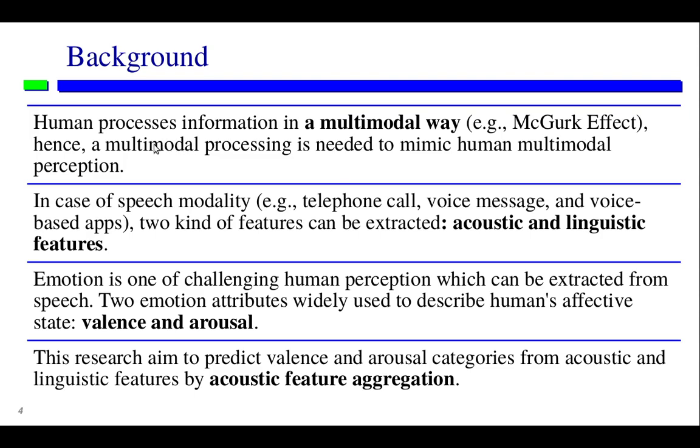The motivation is, first, humans process information in a multimodal way. For example, in the McGurk effect, the difference between visual and sound will affect the result. If the sound is ga, but the visual of the lips is da, we listen to ba instead of ga. In my opinion, acoustic and textual information is also the same. If the meaning or the semantic is different from the acoustic sound, the meaning will be different.